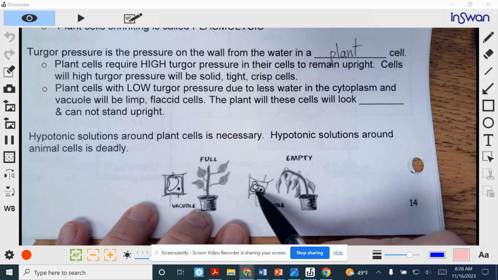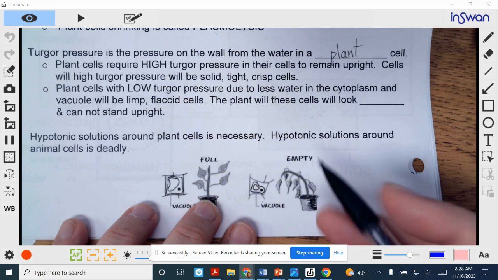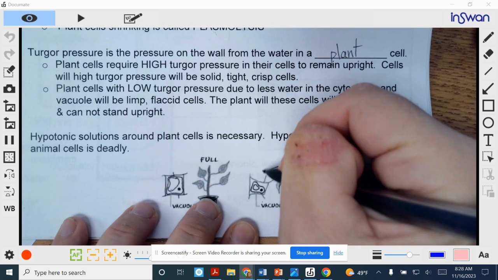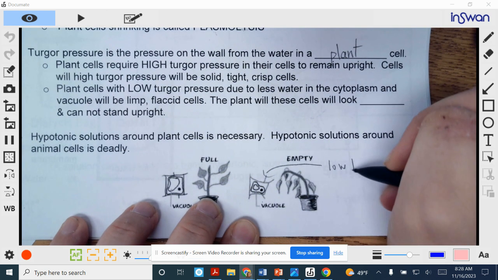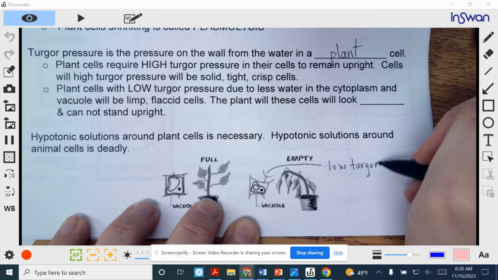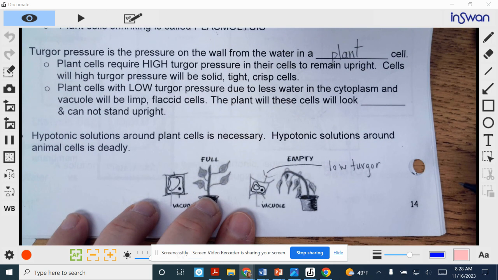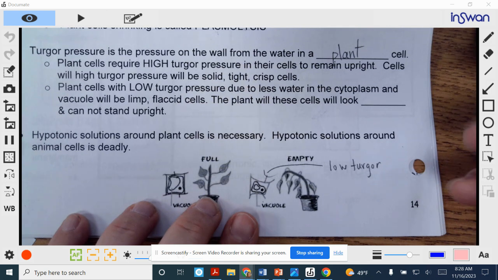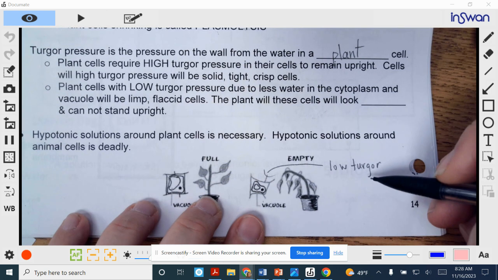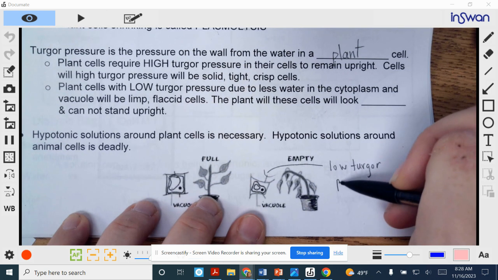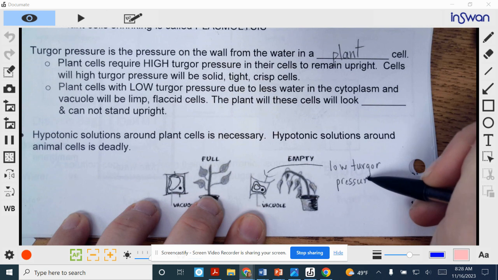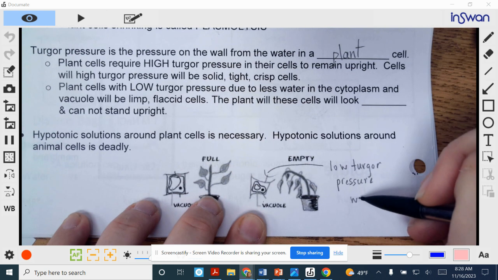So this cell is lacking some water. Some water's come out. That cell has low turgor pressure. Just like if your tire doesn't have enough air in it, it's going to have low tire pressure and your tire is going to be squishy, right? You'll be able to move it and kind of squish it in. So low turgor pressure equals a wilted plant.